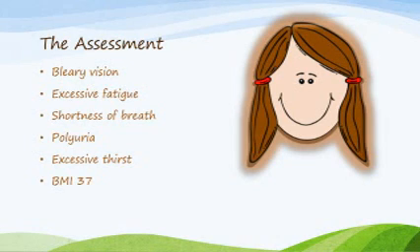The nurse assesses the patient and finds that she has had blurry vision for the past few months, felt extremely tired, suffers from shortness of breath, and lacks adequate physical activity. Further assessment reveals Molly has been urinating much more frequently and is constantly thirsty. Based on the assessment and Molly's body mass index of 37, the nurse suspects juvenile diabetes.